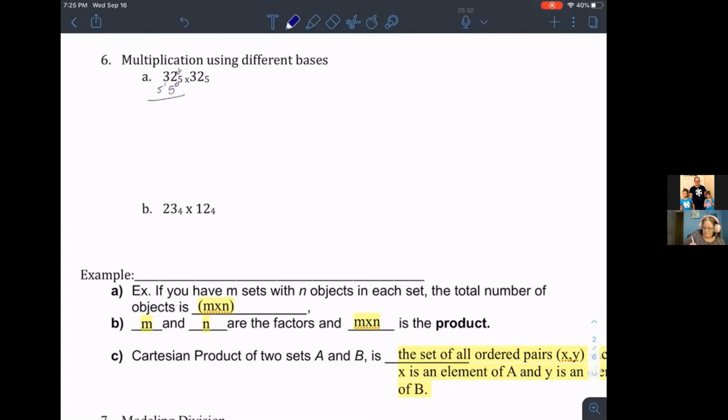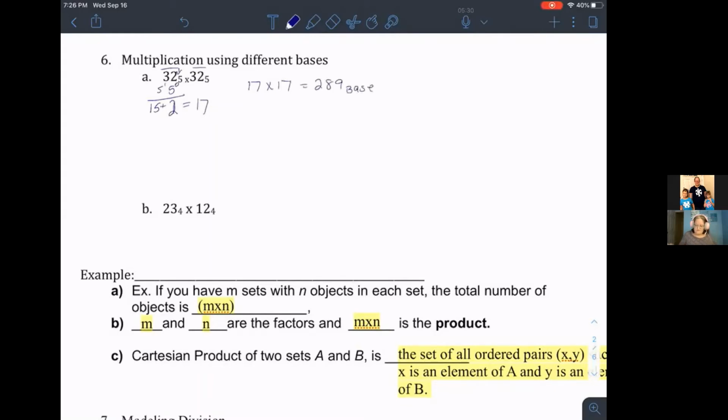So 5 to the 0 and 5 to the 1 because we're in base 5. So 5 to the 0 power is 1. So 1 times 2 is 2. 5 to the 1 power is 5 times 3 is 15. So 15 plus 2 equals 17. Now because both of these are the same number, it's just 17 by 17. And 17 times 17 is 289. Now this is base 10.